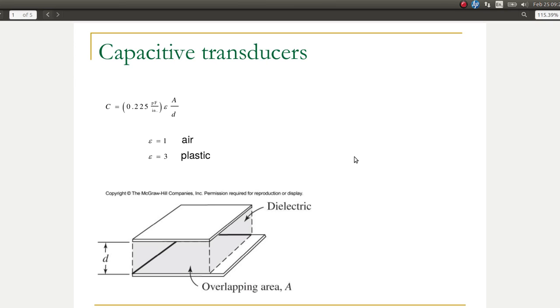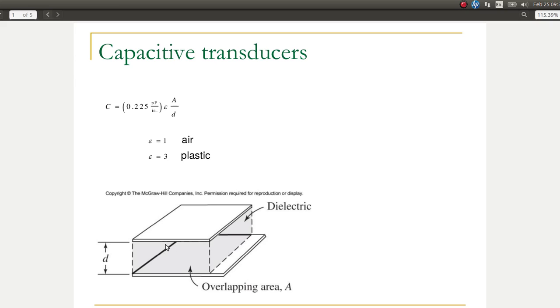Here we have a capacitive transducer, and this is used to measure displacement. You can see the capacitance C changes as the position of the two plates change. Capacitance is given by this constant. This value is if you're using inches for your units of length. Epsilon is the dielectric constant of the material in between the plates, and then A over D. A is the overlapping area, so that would be the area of the projection of one plate onto the other, and D is the perpendicular distance between the plates.